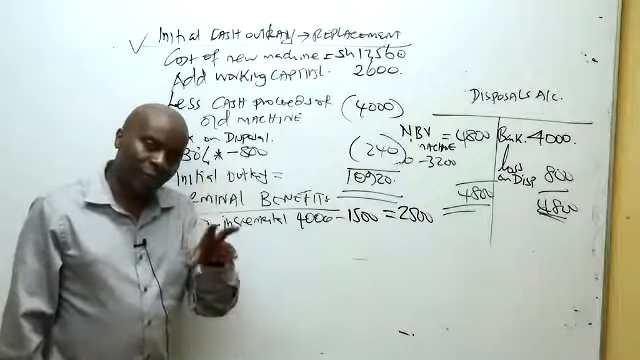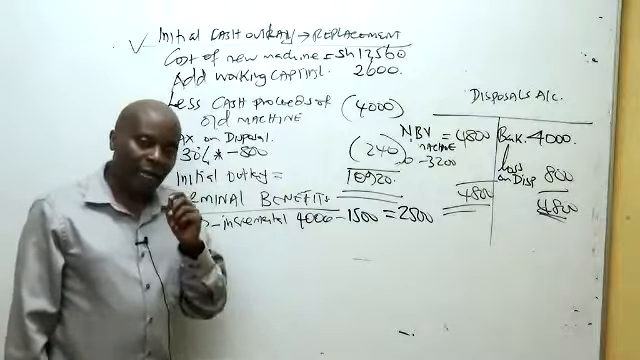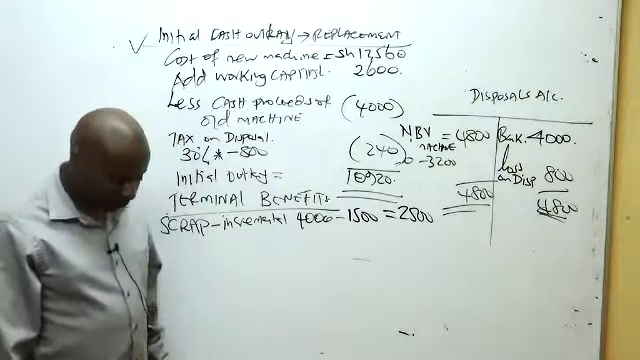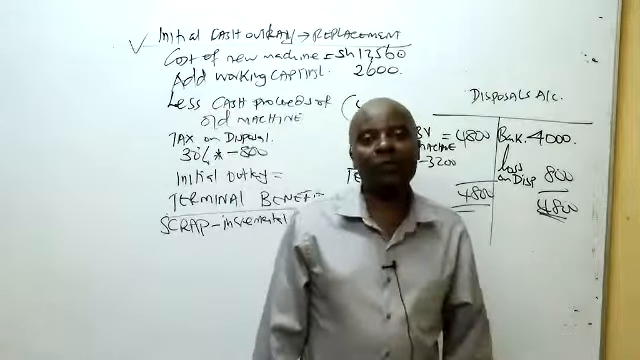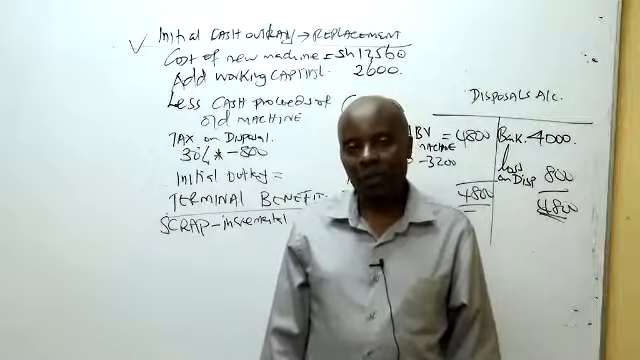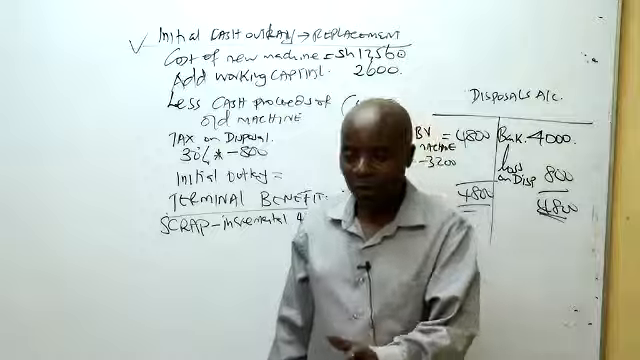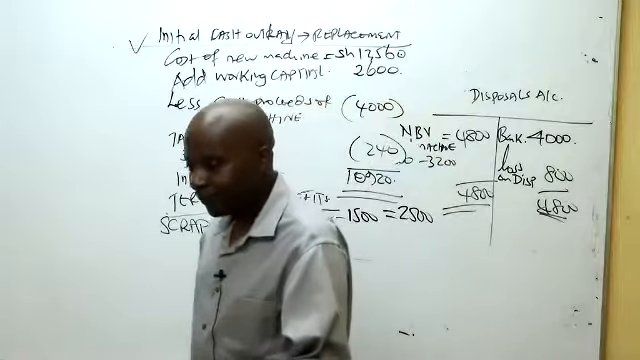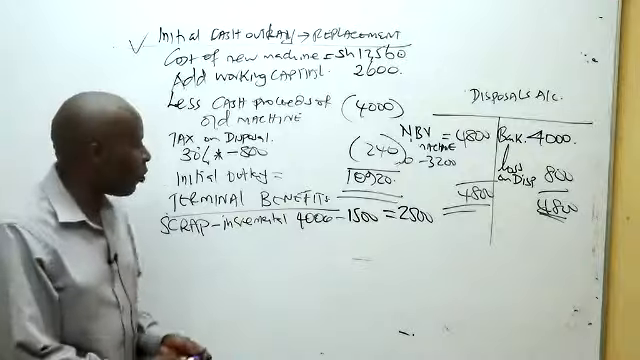Now, ladies and gentlemen, let me ask you a question in terms of benefits other than the scrap value. When these machines have become very old, other than the scrap value, what else do we expect to have here when terminating this project? WC. Who is giving us that answer? Like 4 of them. Thank you very much. So we have here working capital.